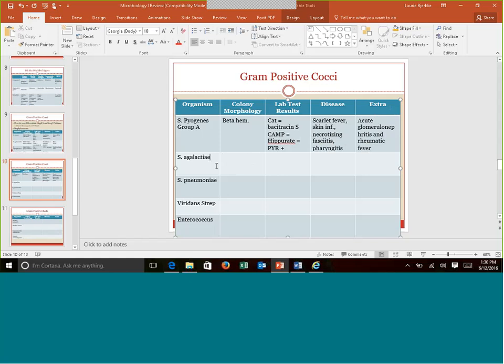All right, strep agalactiae, remember, is group B strep.